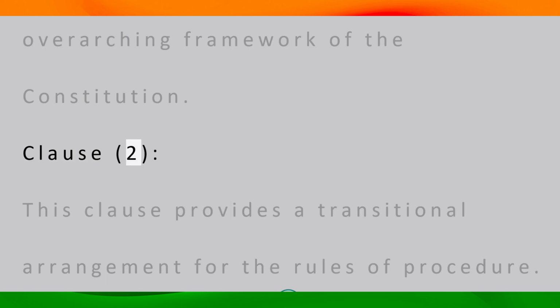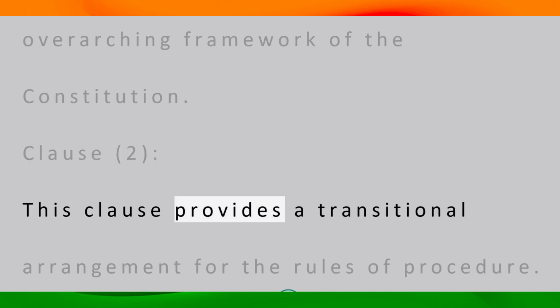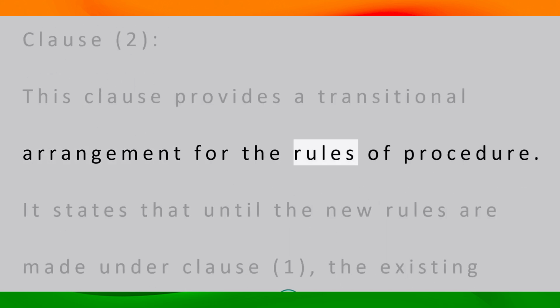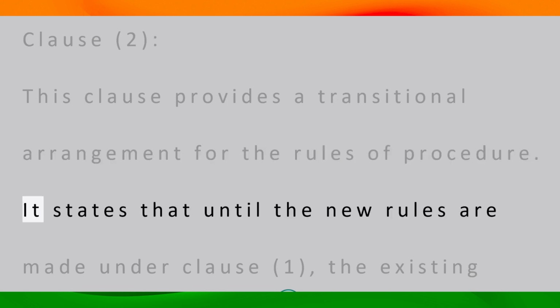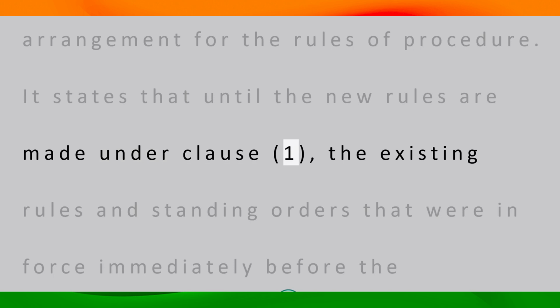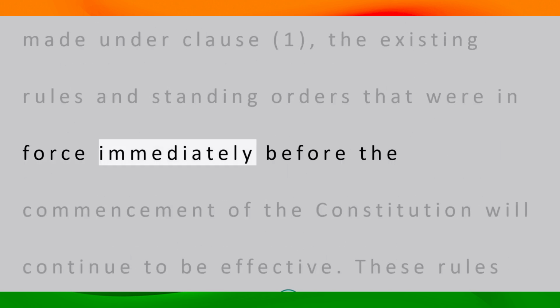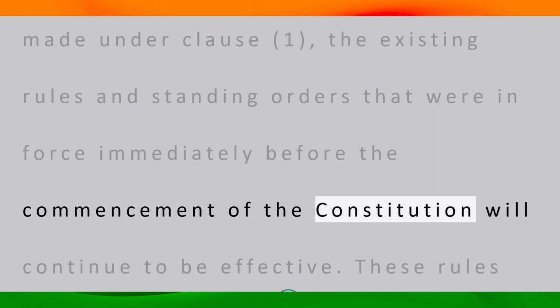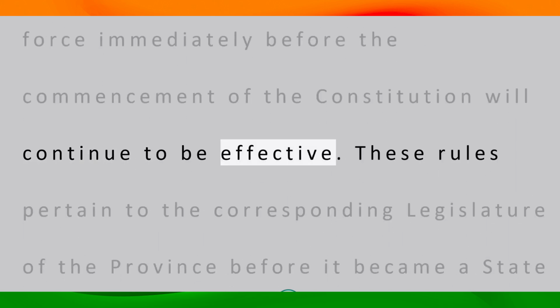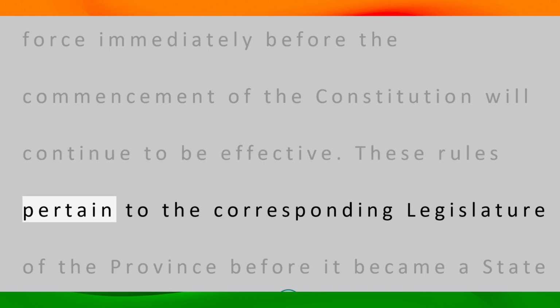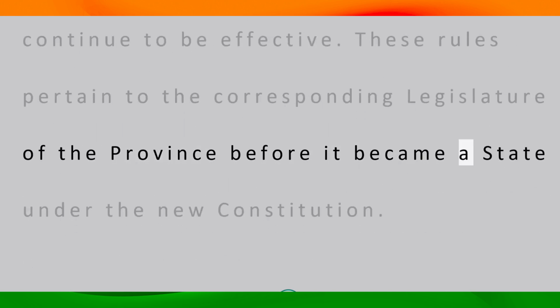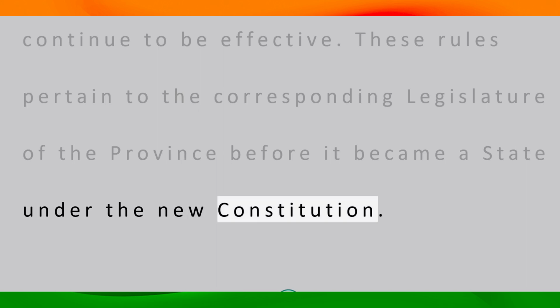Clause 2. This clause provides a transitional arrangement for the rules of procedure. It states that until the new rules are made under Clause 1, the existing rules and standing orders that were in force immediately before the commencement of the Constitution will continue to be effective. These rules pertain to the corresponding legislature of the province before it became a state under the new Constitution.